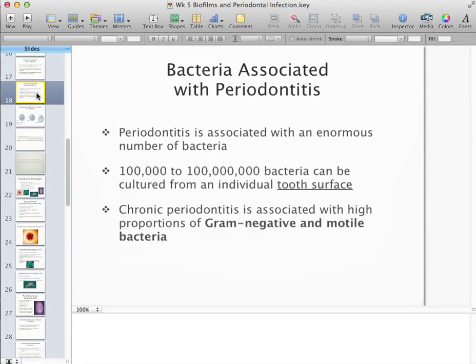So then you have periodontitis. Now, periodontitis is associated with an enormous number of bacteria. You have way more bacteria in the mouth going on in perio than you do in a healthy mouth, obviously. Chronic periodontitis is associated with a lot of gram-negative and movable bacteria. That makes sense. Gram-negative is the bad bacteria. So yes, in periodontitis you're going to see bad bacteria. Also, you're going to see moving bacteria because moving bacteria is bad, we know, and it is how perio moves from tooth to tooth in the mouth.